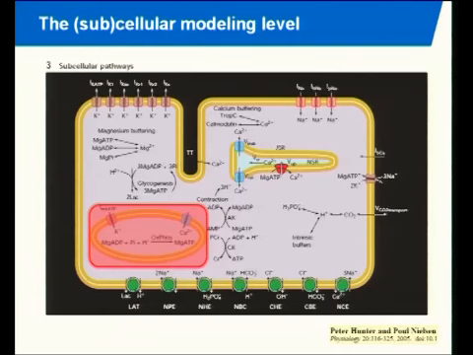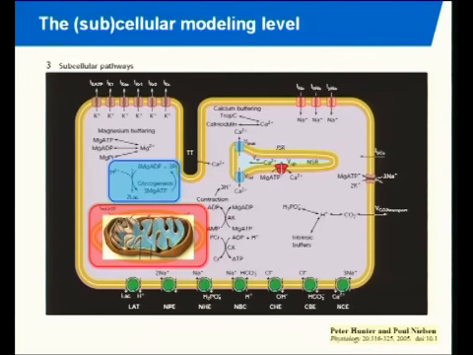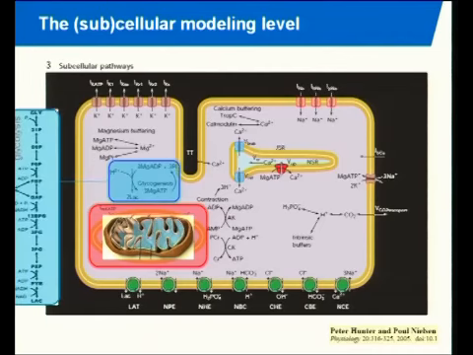So this is the big picture, zooming in on this part. And then within this model that Peter Hunter and Paul Nielsen reviewed, there's this compartment here, which is the mitochondrion, and this particular one, which is the glycogenolytic pathway. These are two major metabolic pathways.